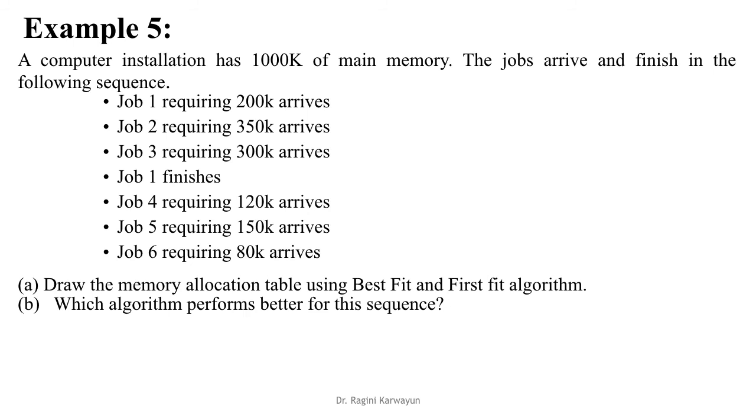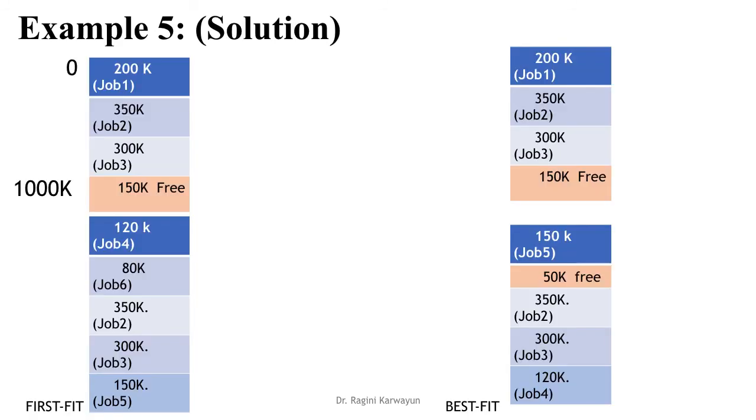Job 4 requires 120K. So there are two holes now, one of size 200 and the other of size 150. तो 120 के लिए बेस्ट फिट के अंदर कौन सा होल सिलेक्ट होगा? 150K, because it will yield less internal fragmentation. So job 4 will be accommodated in the 150K partition. Now the remaining space is 30K free.